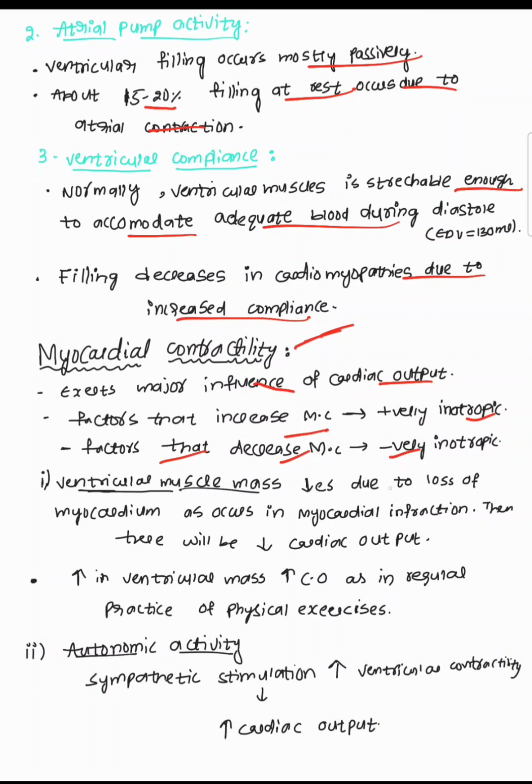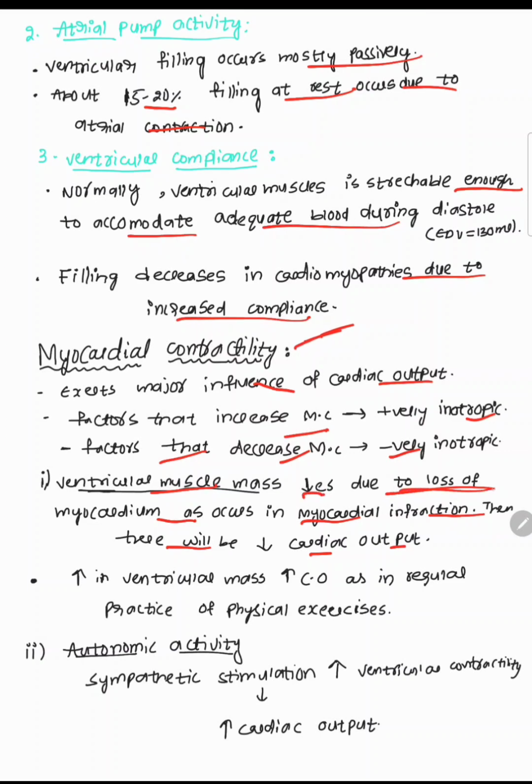Ventricular muscle mass decreases due to loss of myocardium, as occurs in myocardial infarction. Then there will be a decrease in cardiac output. Ventricular muscle mass is directly proportional to myocardial contractility. Remember, ventricular muscle mass decreases in cardiomyopathies and myocardial infarction. In aged people, every time the heart works, as age advances, some of the myocardial muscle mass loses its activity. Then there will be decreased cardiac output due to the decrease in myocardial contractility. That is enough to remember.